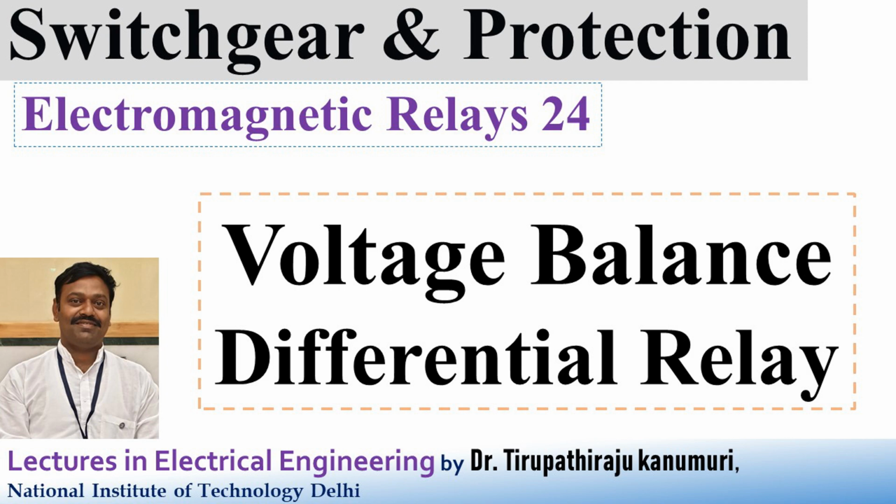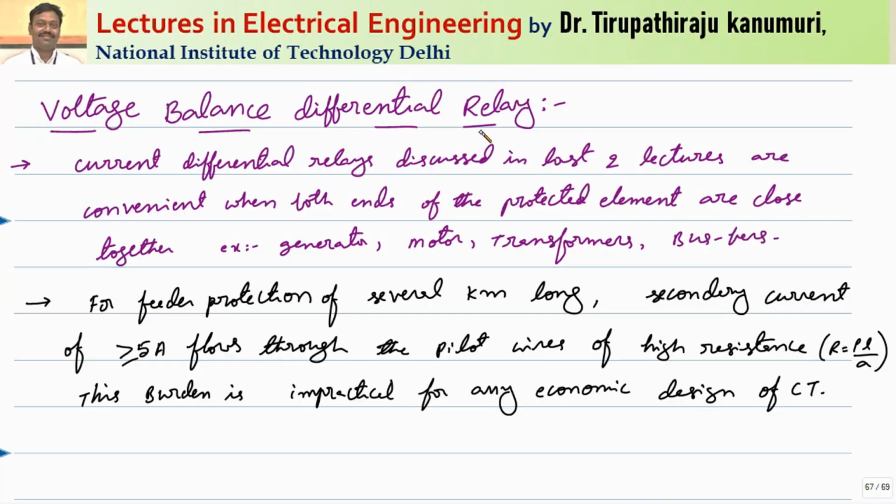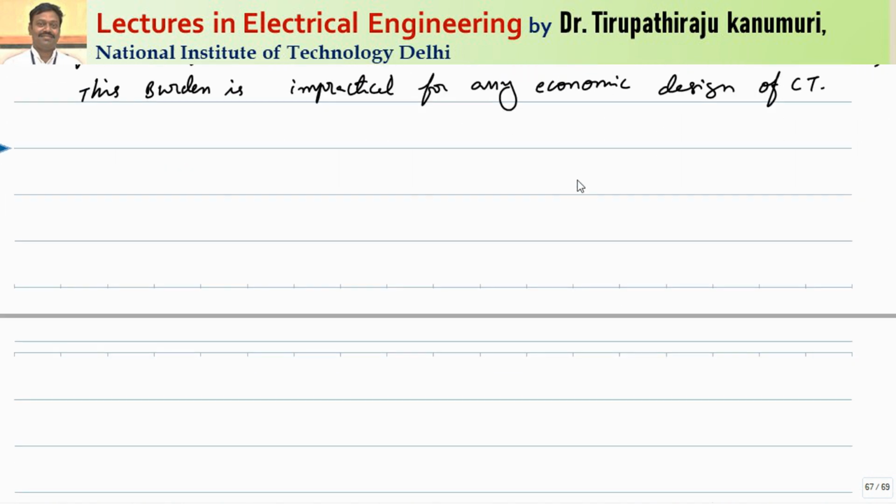Hi all, today we are going to discuss voltage balance differential relays. In the last two lectures we have gone through the current differential relays. These current differential relays are convenient when both ends of the protected element are very close together, for example in the case of generators, motors, transformers and bus bars of smaller size, so the distance between the two ends will be small.